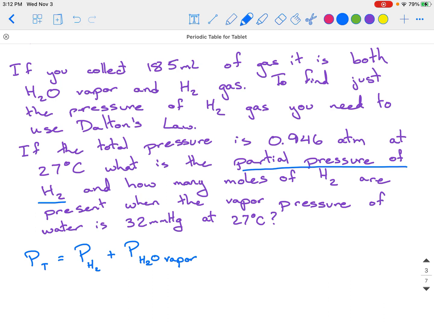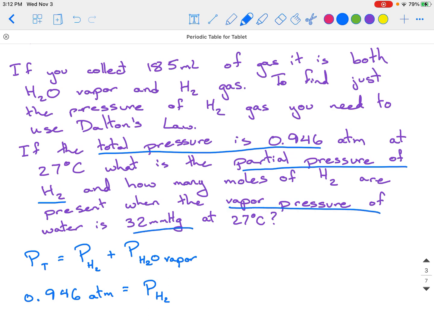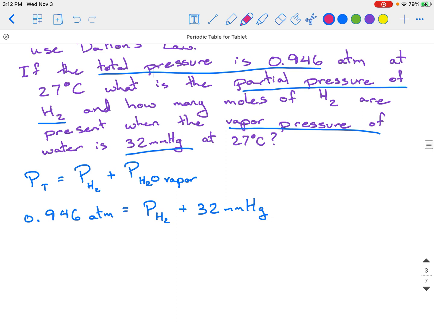Okay, well, looking at this, I give you the total pressure. So we know that that is 0.946 atmospheres. We're trying to find pH2, so obviously we do not know that. But the vapor pressure is something that you can look up. This has a vapor pressure of 32 millimeters of mercury. If I were to solve this, do you think I can continue solving this if these two units are different? Hopefully you're answering to yourself, heck no.